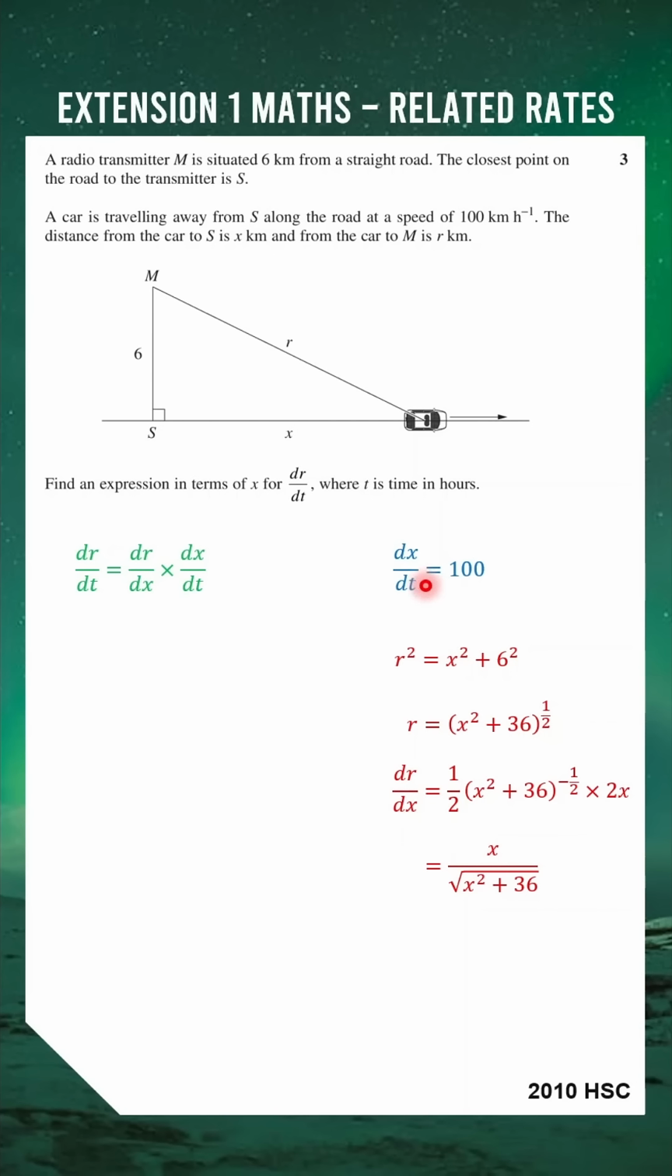We've got our dx on dt. Let's go back to the setup and put dr on dx here and dx on dt here. So multiplying these two, we're trying to leave our answer in terms of x, so it's okay that there's some letters here. Our final answer is 100x over the square root of x squared plus 36. And that right there, you've got your 3 marks in the 2010 HSC.